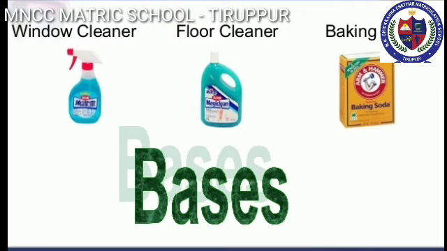Next we move to bases. According to Arrhenius theory, bases are substances that ionize in water to form hydroxyl ions, that means OH minus. There are some metal oxides which give salt and water on reaction with acid. These are also called bases. Bases that are soluble in water are called alkalis. A base reacts with an acid to give salt and water only. For example, baking soda, NaOH, that means sodium hydroxide, floor cleaner, window cleaner.